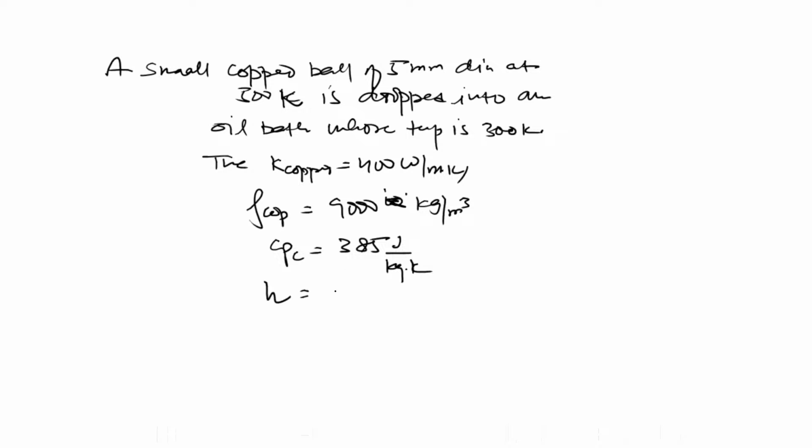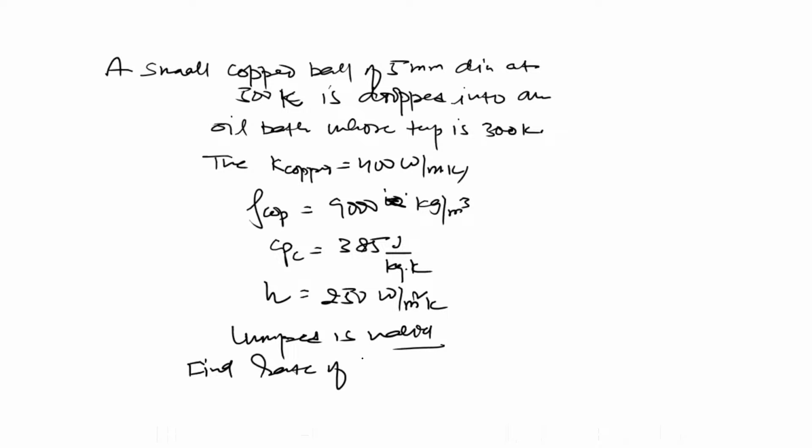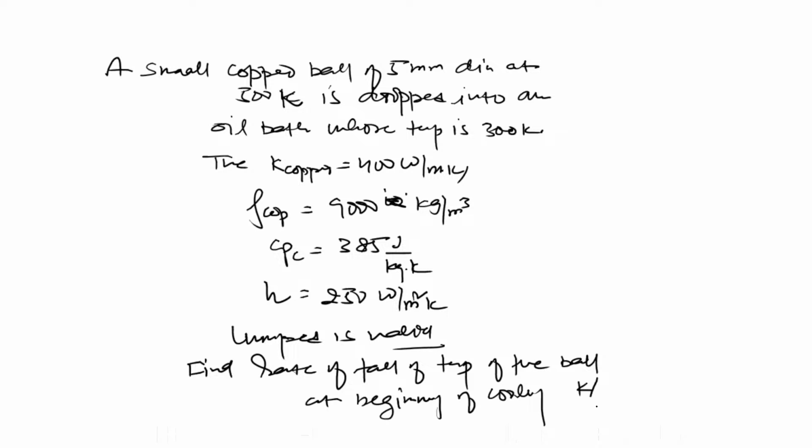If h is 250 watt per meter square per Kelvin, and lumped analysis is assumed to be valid, given to you clearly here. Lumped is valid. Find the rate of fall of the temperature of the ball at beginning of the cooling, beginning of cooling, in Kelvin per second.